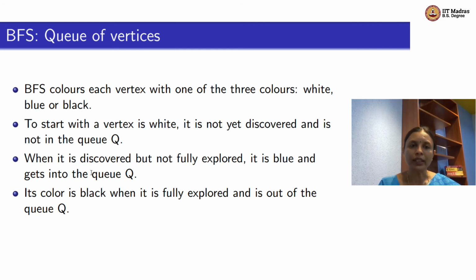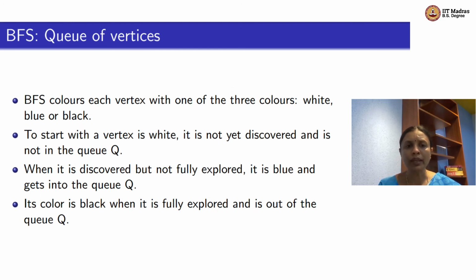So here is a summary of what happens in the queue. BFS maintains a queue of vertices. It colors each vertex with one of three colors. To start with, they are all white. Along the way, they can get blue color. And when I'm done with exploring a vertex, I color it black. So if a vertex is white, it's yet to be discovered by the breadth first search algorithm and it's not yet put into the queue.